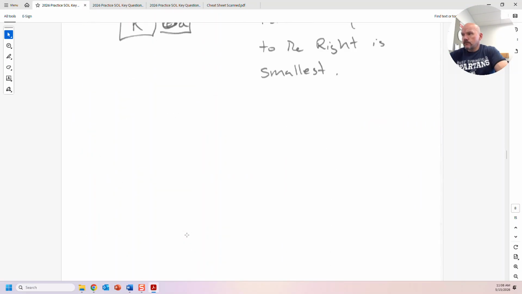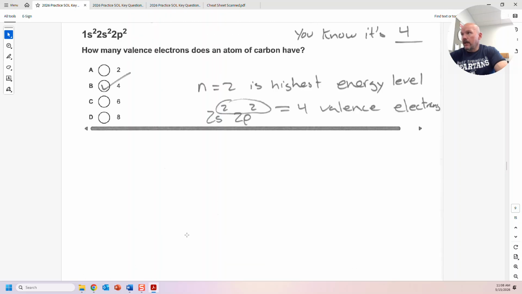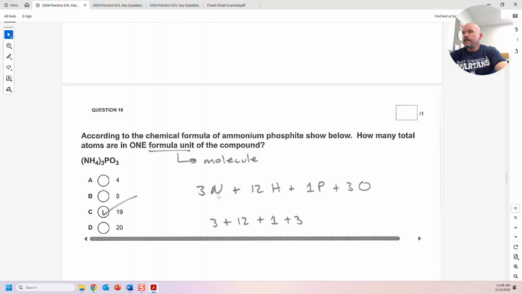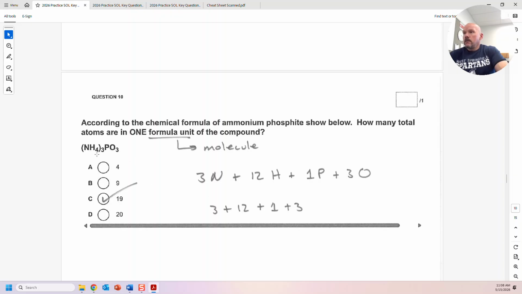So, sorry, if you look at the notes, valence electrons, so here. We've got 3 nitrogens, 3 times 1. The 3 has to be distributed through the parentheses. We have 3 times 4, so that's 12 H's. We have 1 P, 1 phosphorus, and we have 3 O's. So it's just 3 plus 12 plus 1 plus 3, and that comes out to be 19.